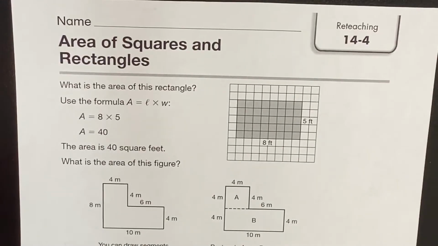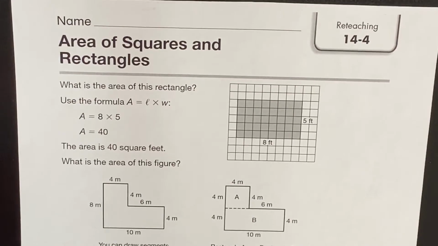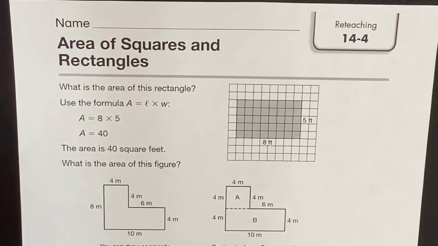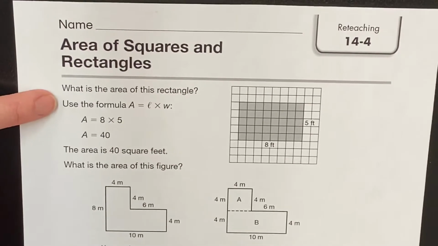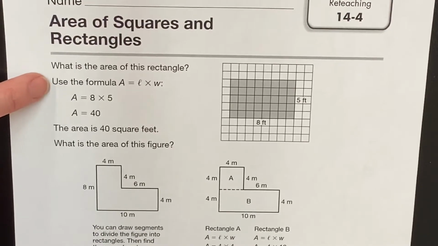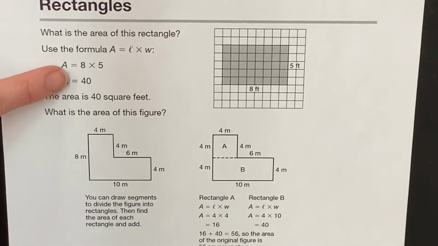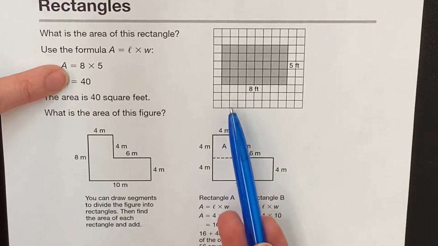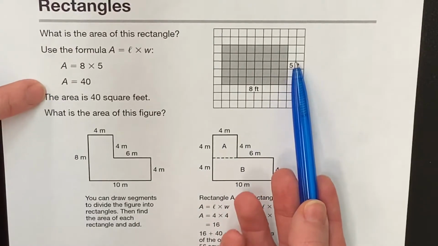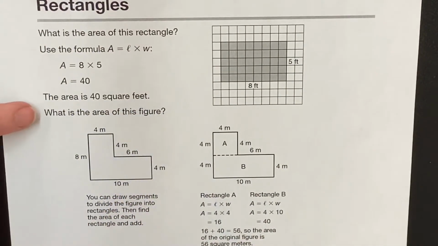Holloway here. You should be on Reteaching 14-4, area of squares and rectangles. What is the area of this rectangle? Use the formula area equals length times width. So you would take 8 times 5 to equal 40. The area is 40 square feet.